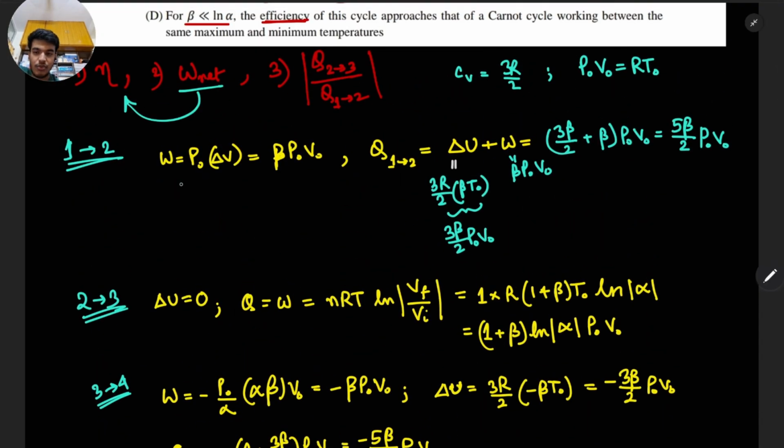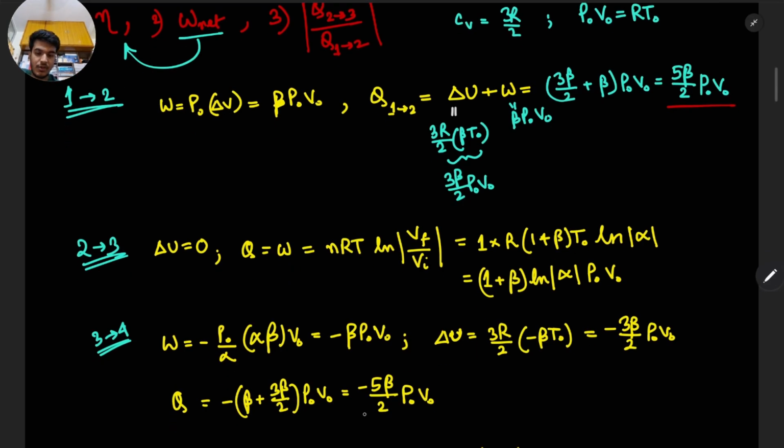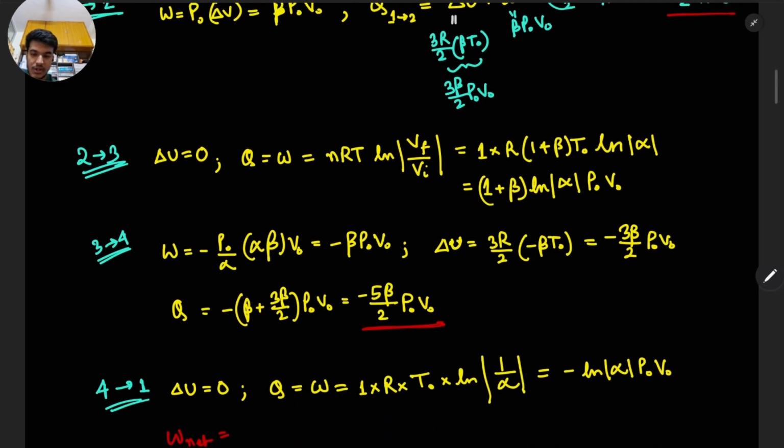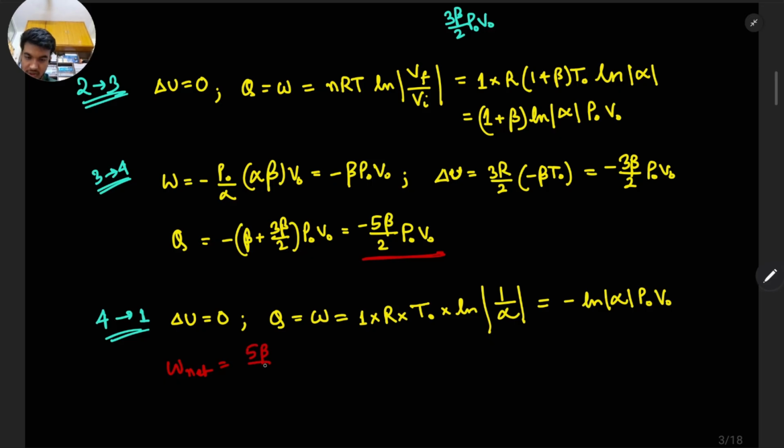The first work done, the first step, was 5 beta by 2 P0 V0, which will be cancelled from the third to fourth step, so it will become 0. Let me write each and every step. From 1 to 2, this was the work done. From 2 to 3, the work done was 1 plus beta ln alpha P0 V0. Next, from 3 to 4, it was this, and from 4 to 1, it was this.